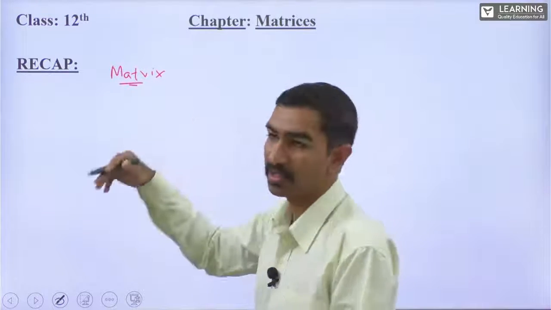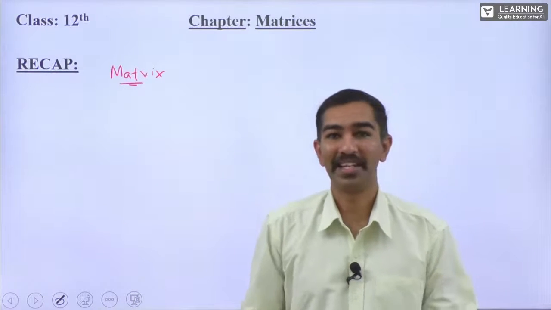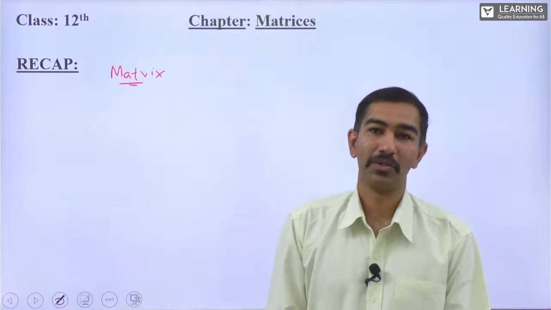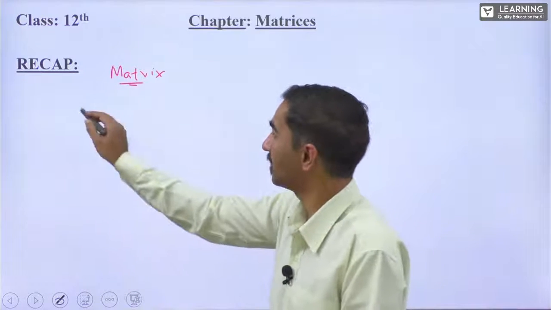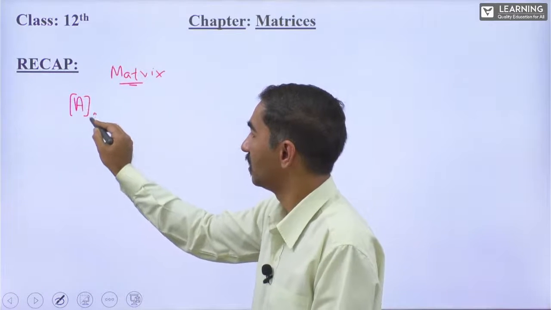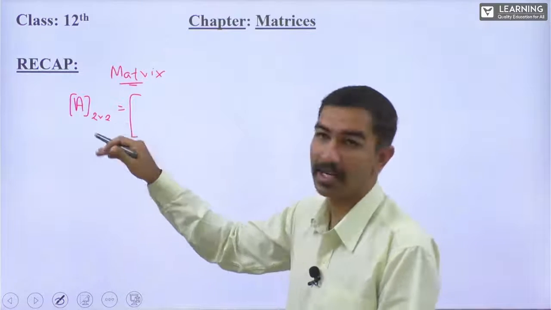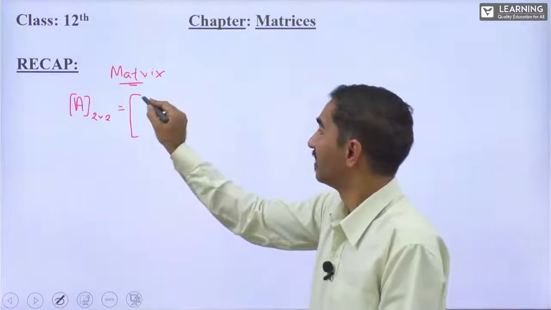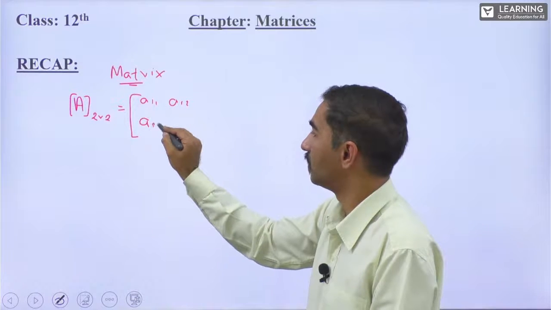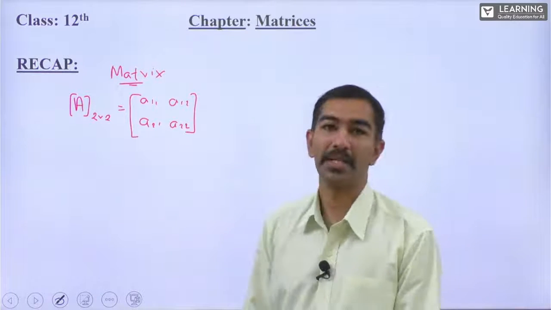Correct? What is a matrix, students? Just a recap of what we did in the previous session. A matrix is nothing but a rectangular array of numbers, which are arranged in rows and columns. So what is the standard way of representing a matrix? Matrix A, with the square bracket, 2 cross 2, is written as, the standard form of a matrix is A11, A12, A21 and A22. So this is the standard way of representing a matrix.